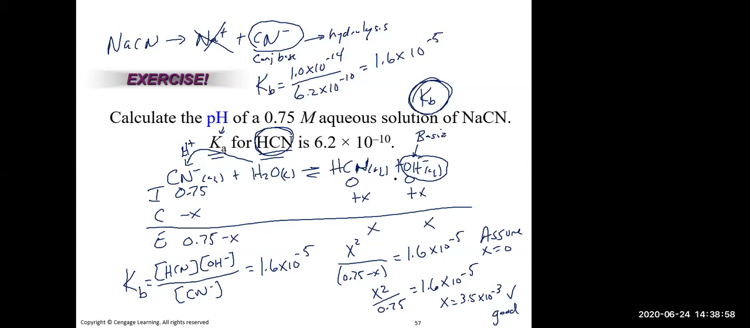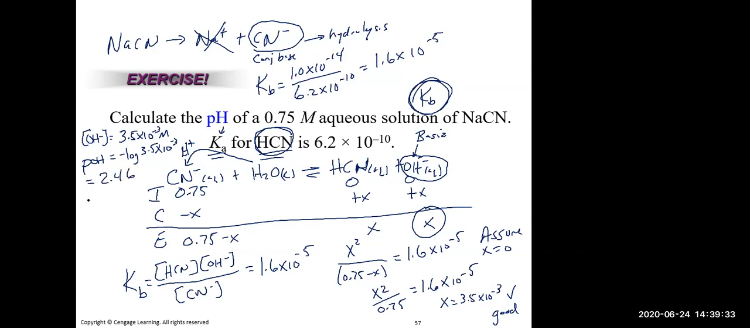And as we can see again from our table, X is equal to the OH minus concentration, which means our OH minus concentration equals 3.5 times 10 to the minus 3. That's going to give us our pOH, which is minus the log of 3.5 times 10 to the minus 3. That will give us a pOH of 2.46.